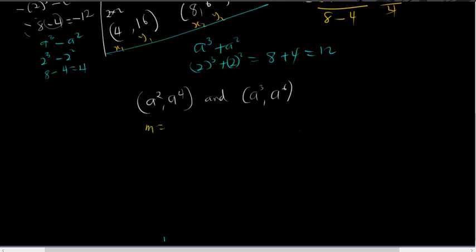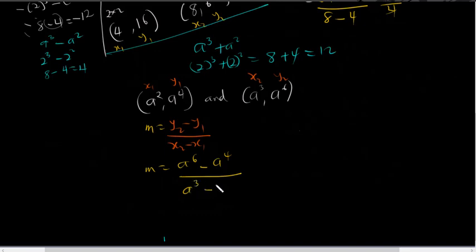So just call this your first point, so that is x1 y1. Call this your second point, that is x2 y2. So the slope is going to be y2 minus y1 out of x2 minus x1, and of course that is going to be m. My y2 is a raised to the power 6 minus my y1 is a raised to the power 4. My x2 is a to the power 3, and my x1 is a to the power 2 here.